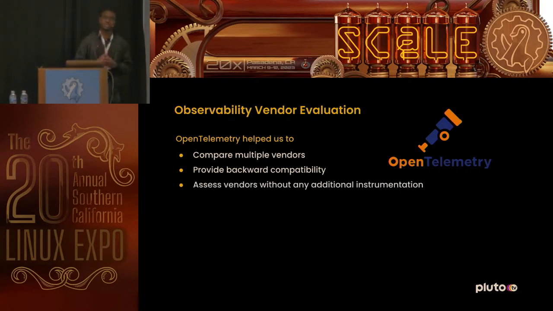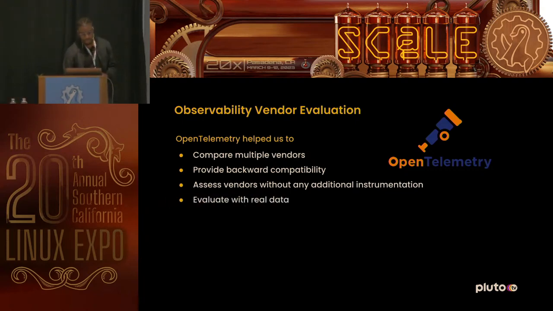We were able to assess the vendors without any additional instrumentation to the service itself. OpenTelemetry allows us to collect data from different protocols. So if we just wanted to evaluate a vendor that already has an existing statsd plugin, we can do that without having to instrument the service itself. And we were able to evaluate with real data. So real-time data that was coming in, we didn't have to mock any of it. We could use the real data that was already live.